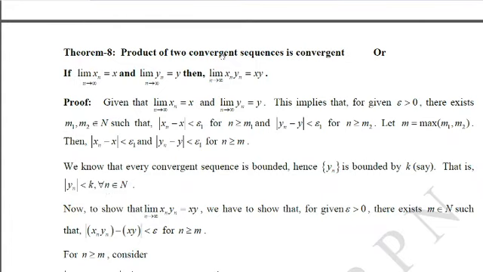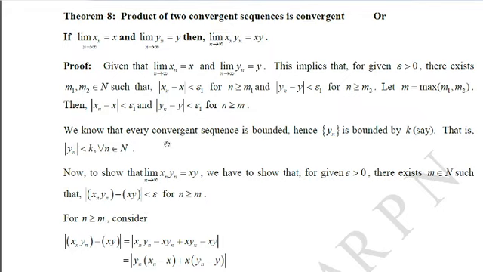Now, we have to show that limit as n tends to infinity xn into yn is equal to xy. What is the epsilon form of this? For given epsilon greater than 0, there exists a positive integer m such that mod xn yn minus xy will be less than epsilon for n greater than or equal to m. Now already we have chosen n greater than or equal to m and already we have chosen this. Therefore, just consider this mod xn yn minus xy and show that this is less than epsilon.